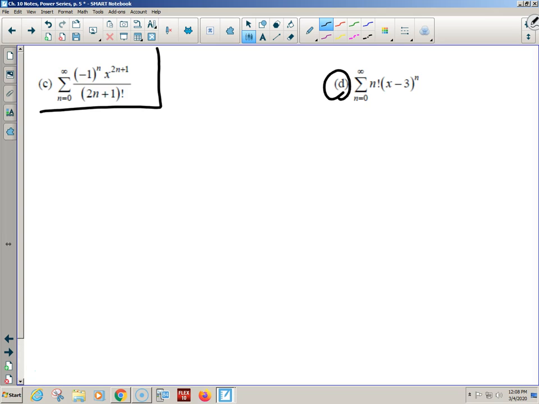The n plus first over the n. I think it's n plus 1 factorial times x minus 3 to the n plus 1, over n factorial times x minus 3 to the n. Then the n factorial cancels out with that factorial, and you can multiply it by the reciprocal.